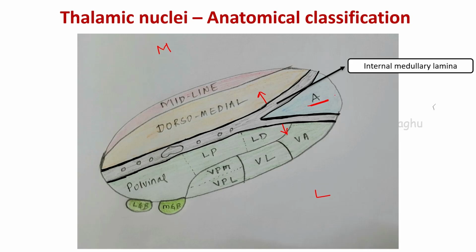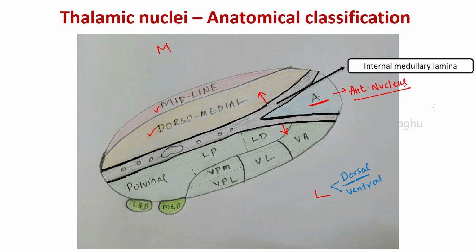Now the anterior group has only one nucleus, which is called the anterior nucleus. The medial group has two nuclei. One is called the dorsomedial nucleus and the second one is called the midline nucleus. Now the lateral group of nuclei is again divided into two groups. One is called the dorsal group, another one is called the ventral group.